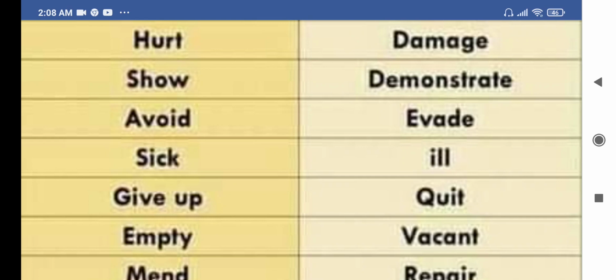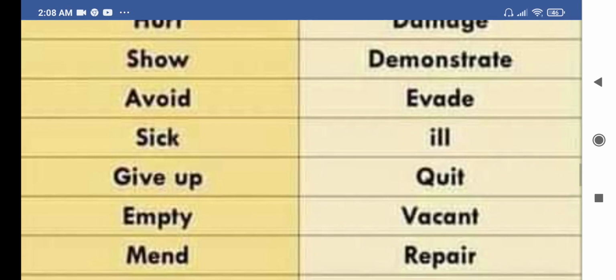Hurt, damage. Hurt is informal. I got hurt while I tried to reach the station. I was hurt. So this is informal. The formal is damage.